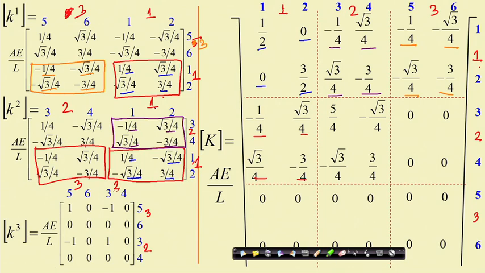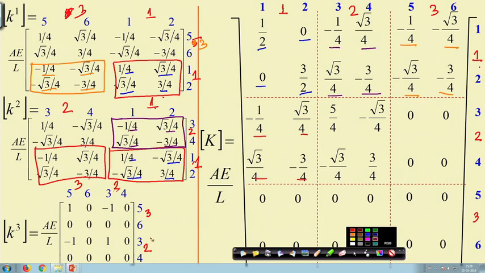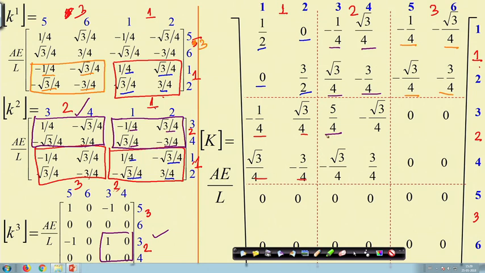Now, similarly, we can have joint number 2 and joint number 2. Joint number 2 related here like this. You see joint number 2 and joint number 2 is here, and joint number 2 with joint number 2 is this. So, it will be this plus this. So, it will be 1 by 4 plus 1 means 5 by 4, then root 3 by 4 minus root 3 by 4 and then 3 by 4, 3 by 4.